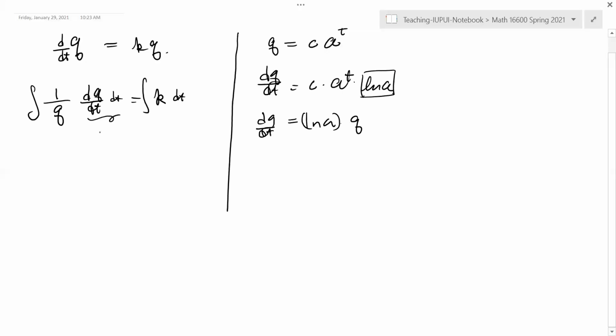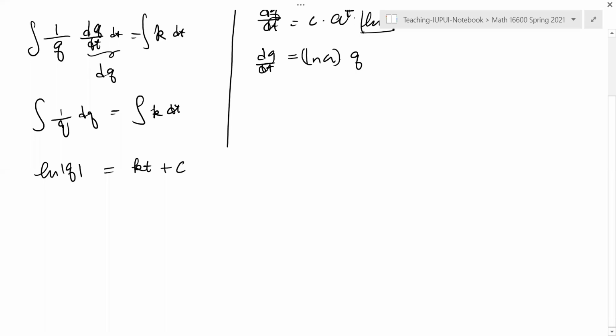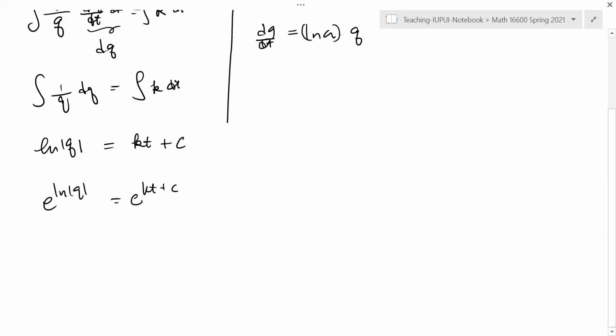So this part is nothing but just Q, so this integral will be something like that. Then we know the antiderivative of 1 over Q is natural log of the absolute value of Q, and the right-hand side is k times t. Since it's an indefinite integral, I have to put a constant C here. So we almost get the solution. Then I put the exponential on both sides, put an e under this. What I get here is the absolute value of Q, and this one is e to the C, e to the kt.